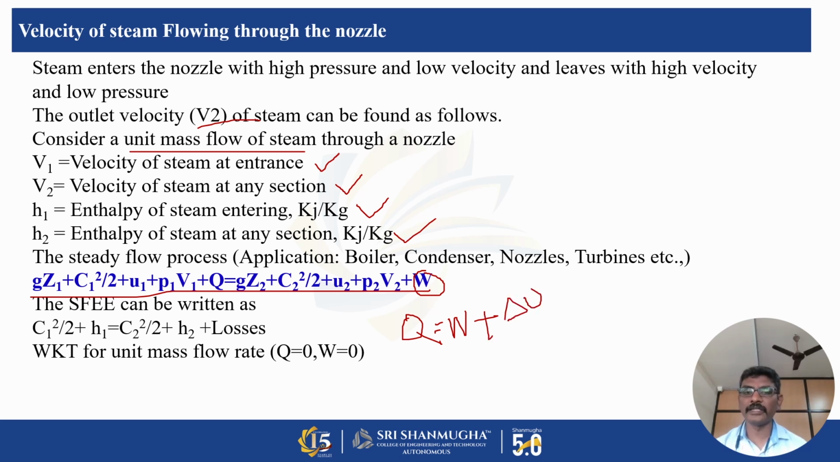So the change in internal energy will be the potential energy, kinetic energy, and flow energy. Here, the datum gets cancelled. Then, as per the thermodynamic simplification, U plus PV means H. Here there is no heat transfer and no work transfer. So C1 squared by 2 plus H1 equals C2 squared by 2 plus H2 plus losses.